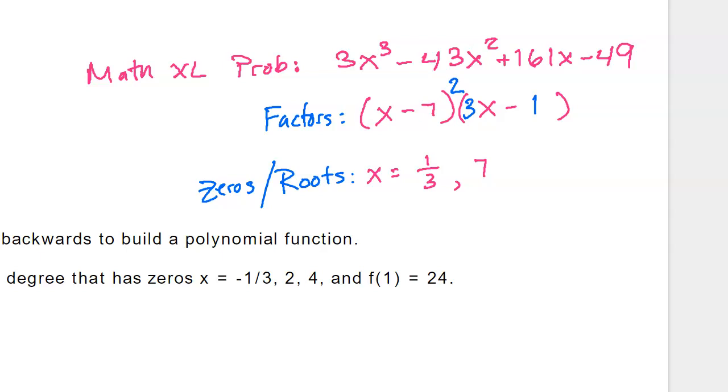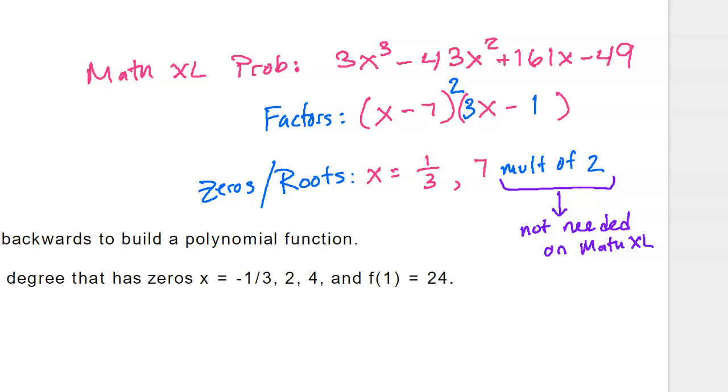Also, if I'm writing roots, x equals 1/3, comma 7, you would say multiplicity of 2. I don't believe Math Excel expects you to write the multiplicity of 2, but if you were taking the SAT or any big test, they always like to have you include the multiplicity of 2. So not needed on Math Excel. Okay, that's it. I told you we would end early. I don't know what I did differently in third period, but I'm sorry.